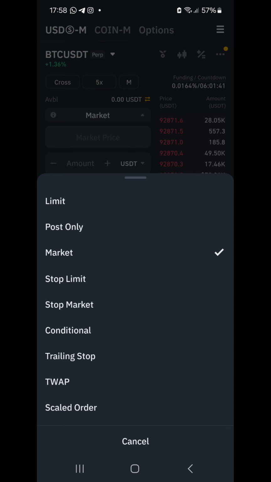So the scaled order divides one single order into multiple orders at different price levels within a specified range. This sounds like the TWAP, right? Now, let's look at a typical example. You want to buy Bitcoin between 29,000 and 30,000. A scaled order splits the purchase into smaller orders within this range. So it's a range that you want to be buying within.